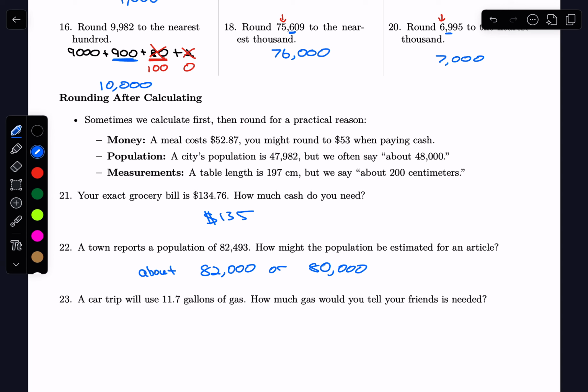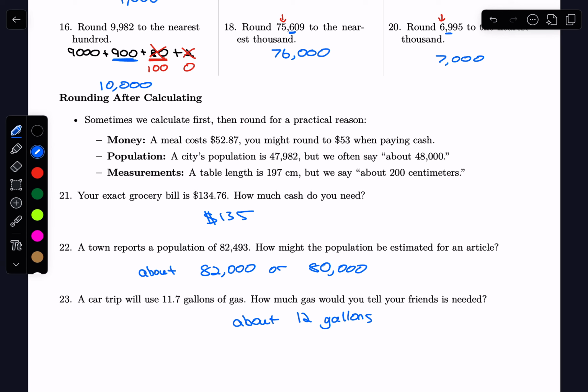It's close enough. And then 23, a car trip will use 11.7 gallons of gas. How much gas would you tell your friends is needed? Well, if you tell them 11.7 and you end up using 11.8, they're probably not giving you that extra money. So you might just report to them, hey, we're going to use about 12 gallons. So you might round up just for convenience to make sure they give you enough gas money.